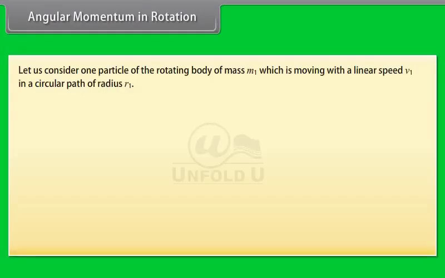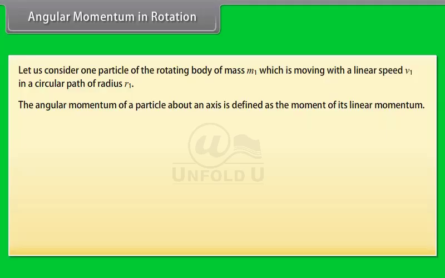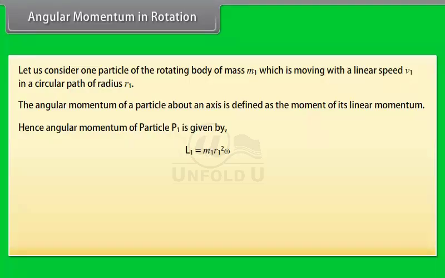Angular momentum in rotation. Let us consider one particle of the rotating body of mass m1, which is moving with a linear speed v1 in a circular path of radius r1. The angular momentum of a particle about an axis is defined as the moment of its linear momentum. Hence, the angular momentum of particle P1 is given by L1 = m1 r1² ω.